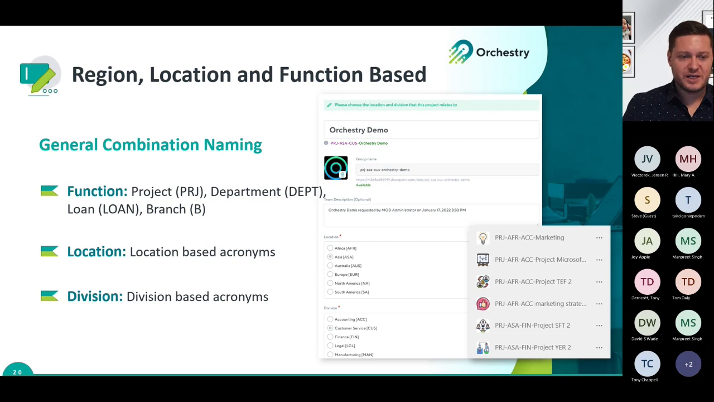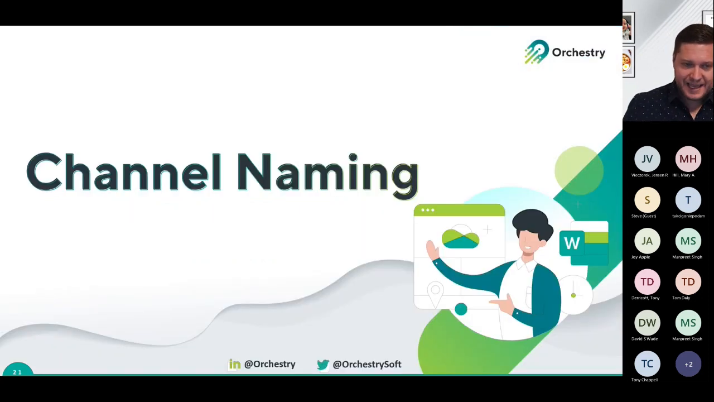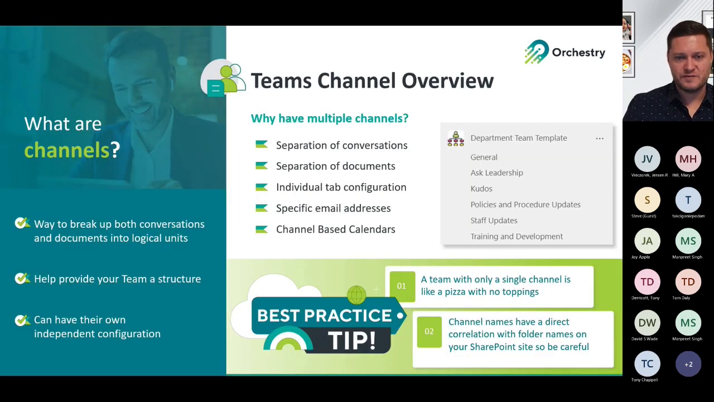All right, so that's a little bit about Teams naming. Let's take it a level down and talk about channel naming as well. I assume everyone's pretty familiar with the concept of channels. One of the things that I would say is far too many organizations and far too many teams don't use any channels at all. And that's really disappointing because channels can be super useful, not just to break up conversations and documents, but they can also be individually configured. Each channel has a specific email address as well, which is really great if you want to forward emails to these particular channels. And of course, you have things like channel-based calendars as well.